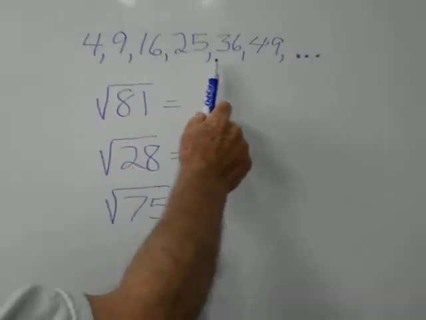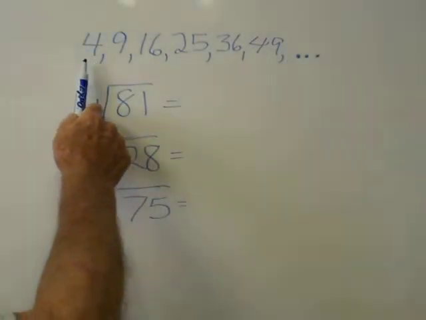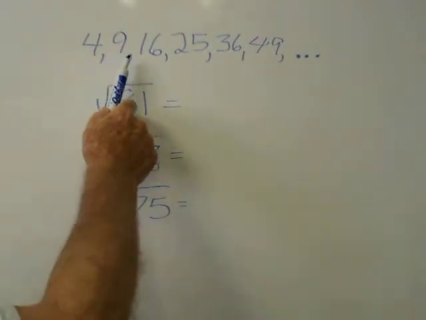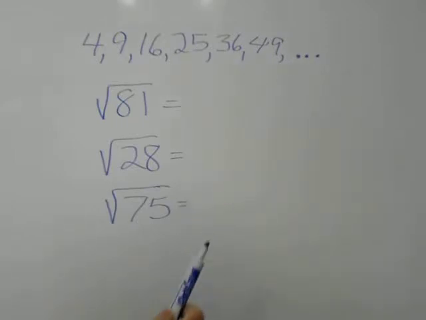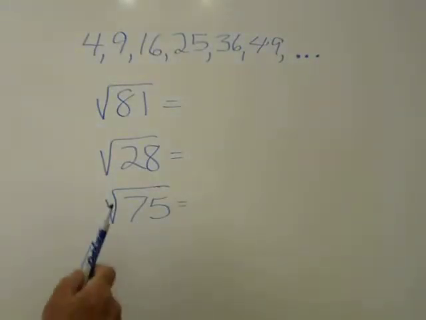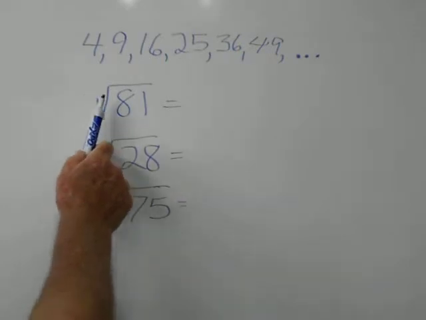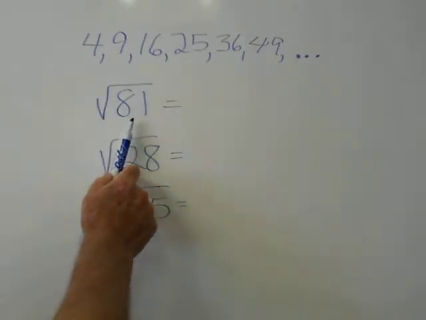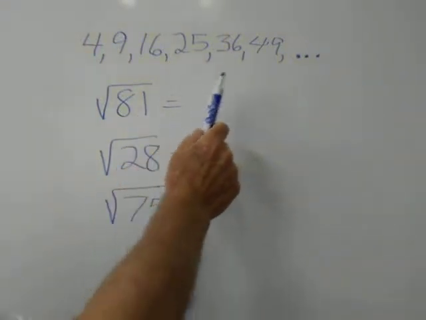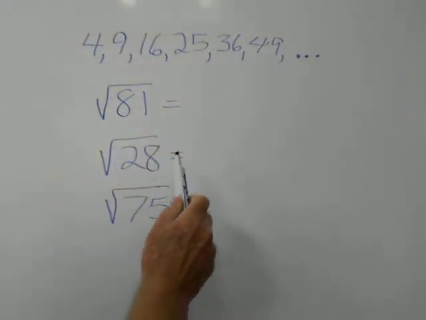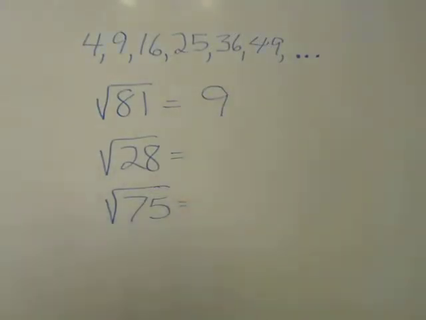The numbers I have listed up here are perfect square integers. 2 times 2, 3 times 3, 4 times 4, and so forth. And they go on forever. When we have them with a radical sign, this says what multiplied by itself would give me 81. And because 81 is in that list, we have that is simply 9.